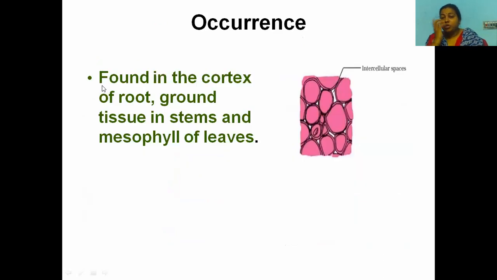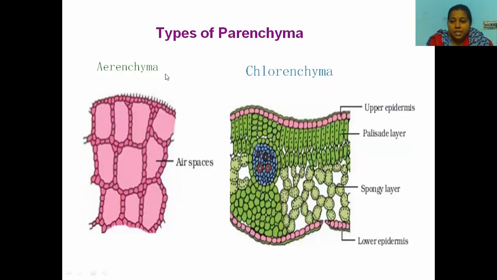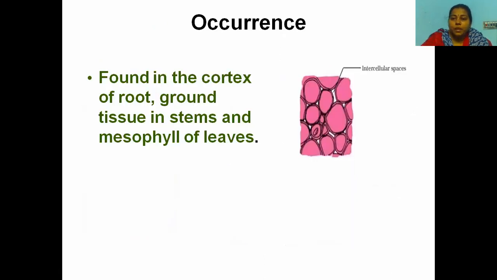Appearance: they are mostly present in the cortex of the root, ground tissues of the stem, and the mesophyll cells of the leaf. Children, see this. These are the mesophyll cells, right? This is the cross-section view of the leaf. All these are called mesophyll cells, palisade and spongy mesophyll cells are present. These cells are having chlorophyll, so we can call them chlorenchyma. Okay, children. So, I completed the parenchyma.